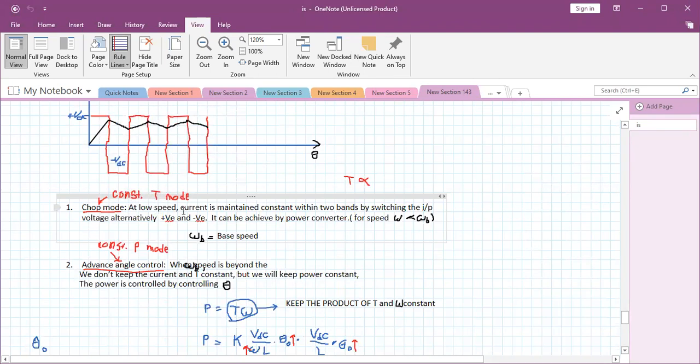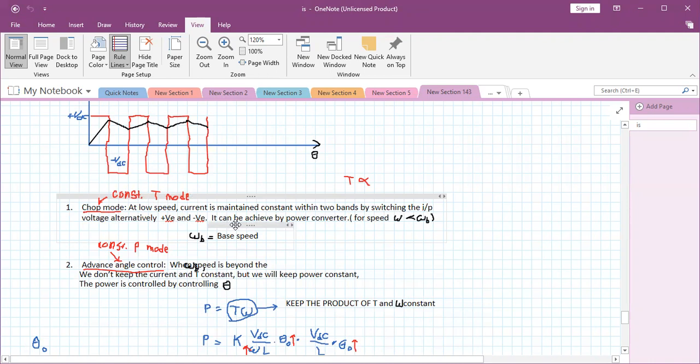We have discussed that at a low speed, current is maintained constant within two bands of the switching. The input voltage is alternately plus V and minus V, and that you can achieve by a power converter. So when the speed is very low, this particular control strategy is called the choke mode or constant torque mode.